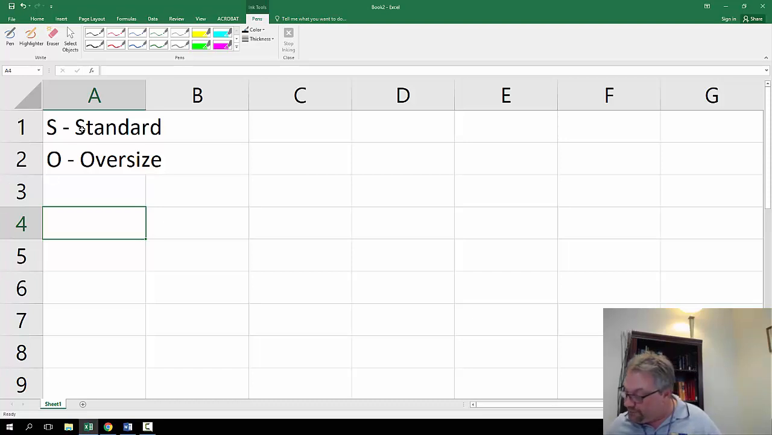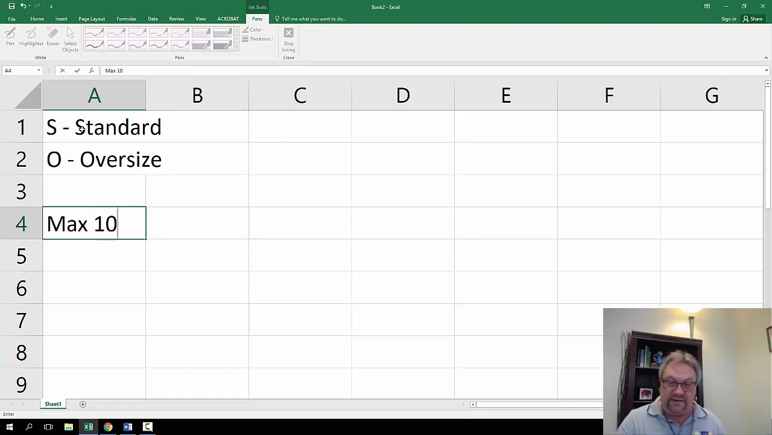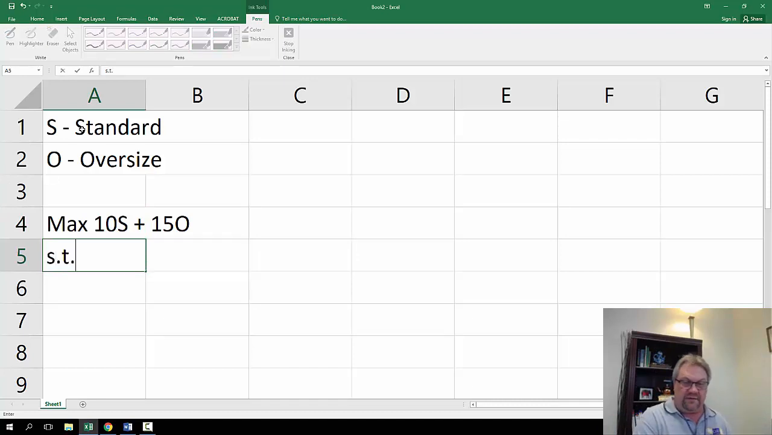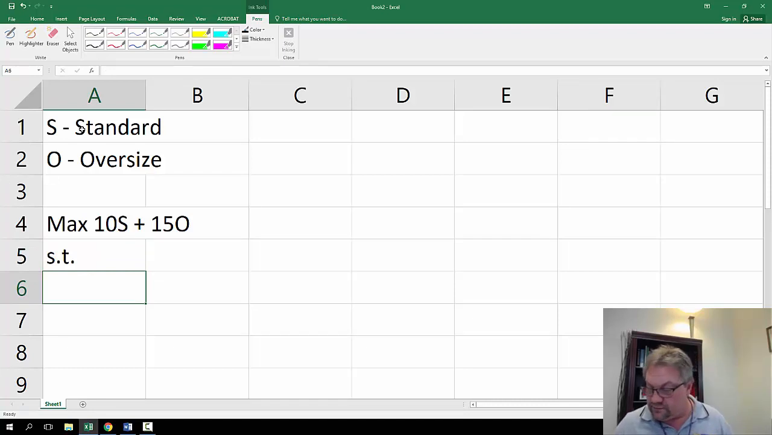Thankfully, this problem gives us the total contribution per racket. So my objective function is going to be to maximize the $10 in profit that the firm gets for every standard racket, plus the $15 in profit the firm gets for every oversized racket. So easy, right? There is our objective function. And then we've got to subject that to constraints. In this case, we're going to have 3 constraints.